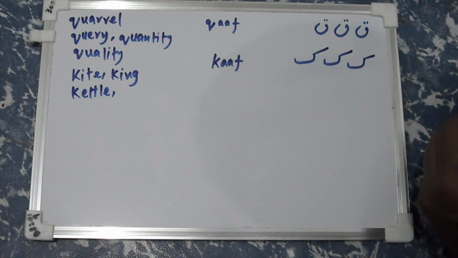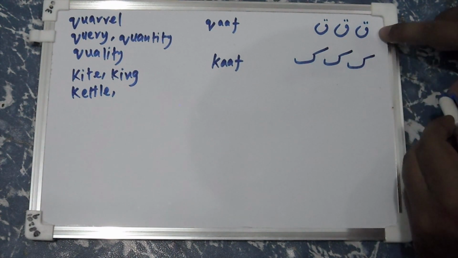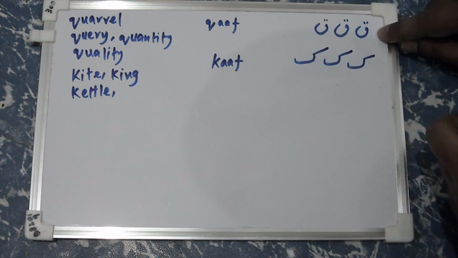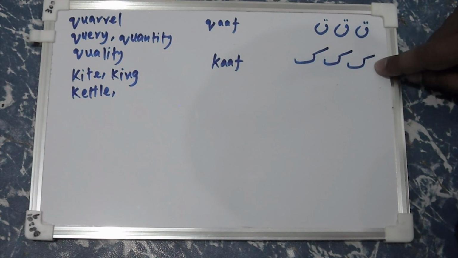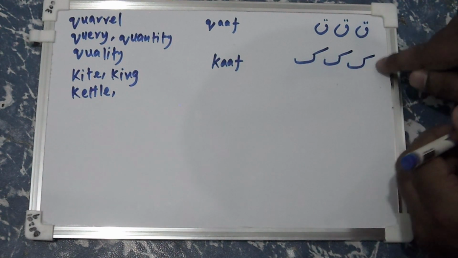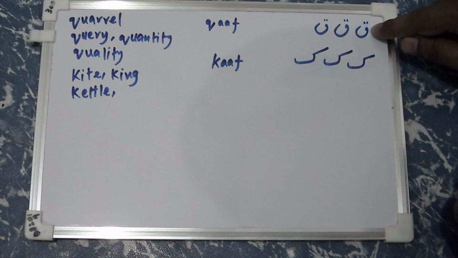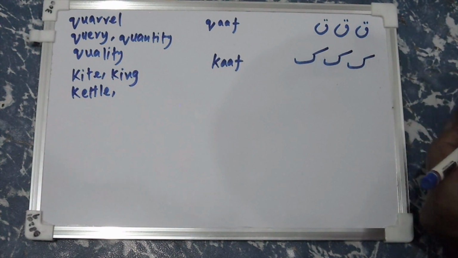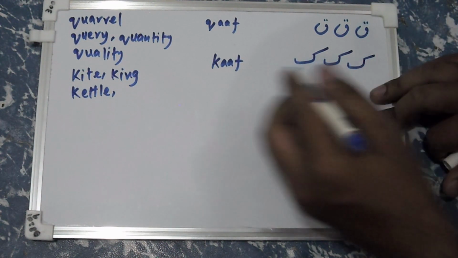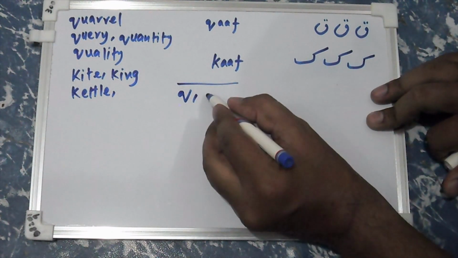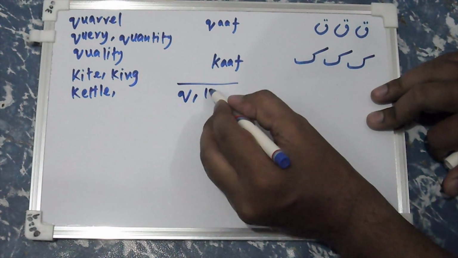Perhaps you would ask me what is the difference between this calf and calf. I told you that this calf is pronounced from the throat or the depth of the throat, but this calf is pronounced from the upper part of the throat. Calf, calf, calf, but this is pronounced from the depth or the lower part of the throat. Calf.